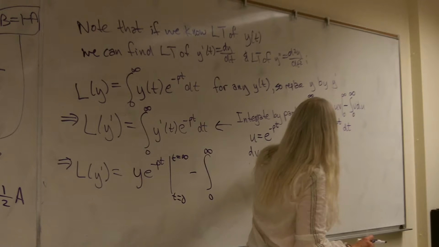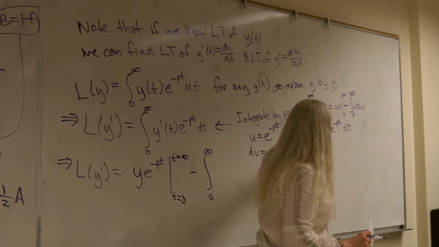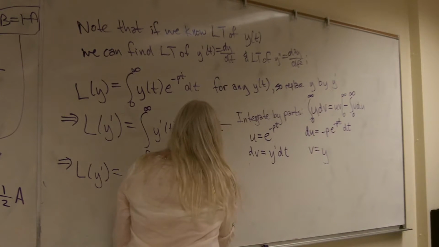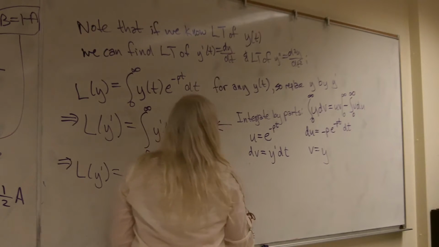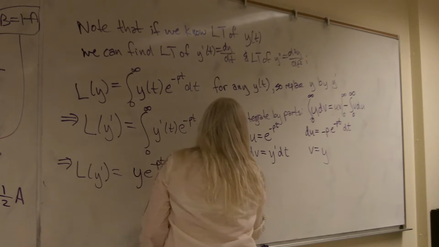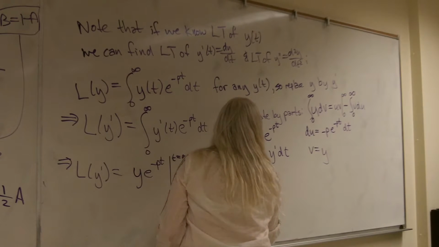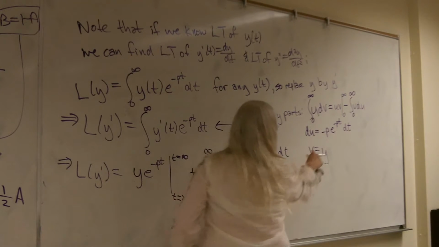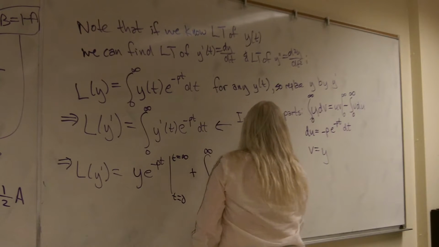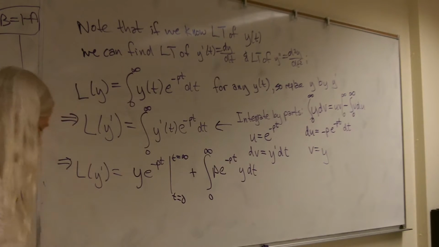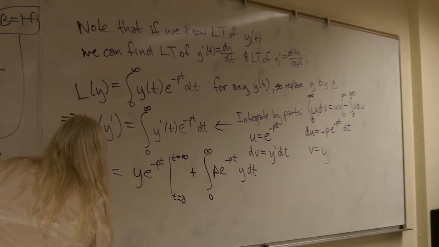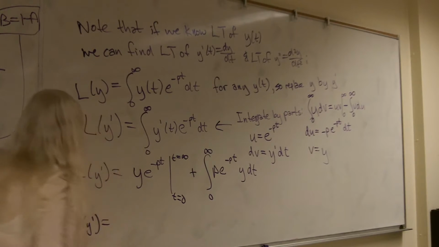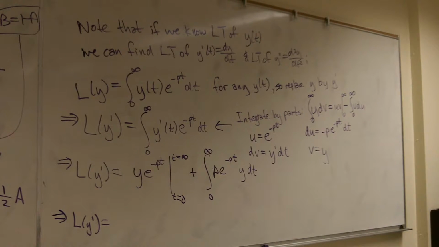So v times du had a minus sign in front of it, so that can be used to change this back to a plus sign. So there's a p times e to the minus pt, and there's a y that comes from v and a dt.